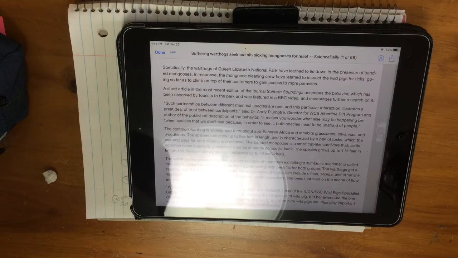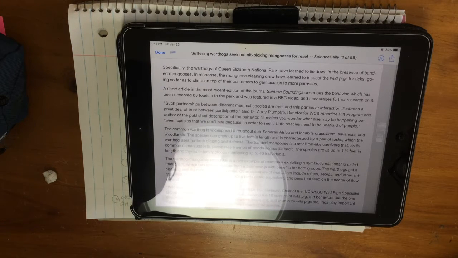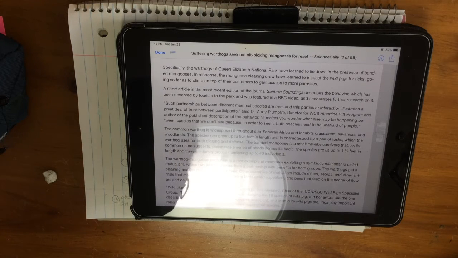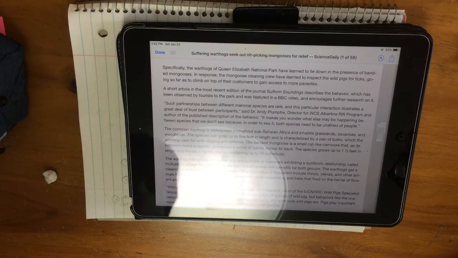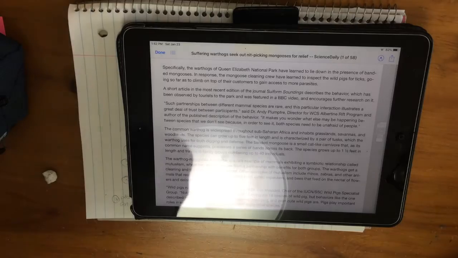the warthogs of Queen Elizabeth National Park have learned to lie down in the presence of banded mongooses. In response, the mongoose cleaning crew have learned to inspect the wild pigs for ticks, going so far as to climb on top of their customers to gain access to more parasites.